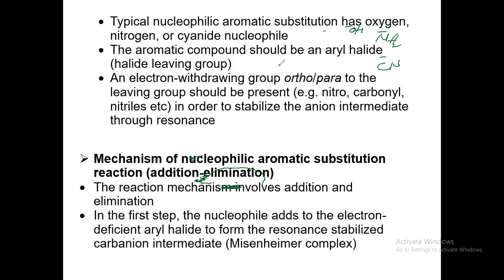Good. Now we are saying that an electron withdrawing group ortho or para to the leaving group should be present. Example, nitro, carbonyl, in order to stabilize the anion intermediate through resonance. So always the intermediate is an anion, and it is stabilized by the electron withdrawing group through resonance at the ortho and para position. Very important.